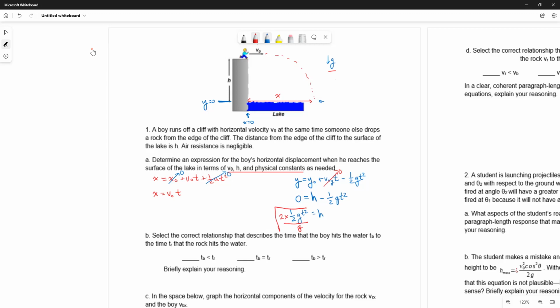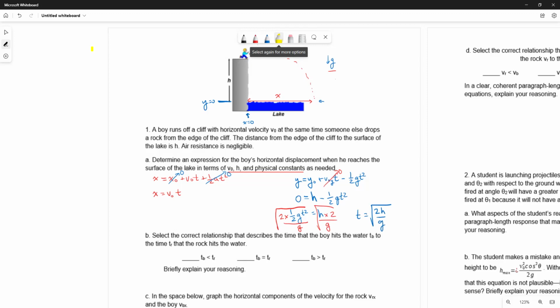So our final expression here, sorry, I should be doing this to the other side as well. It's 2 times h over g, and then square root that. My final expression is that t is equal to the square root of 2h over g.